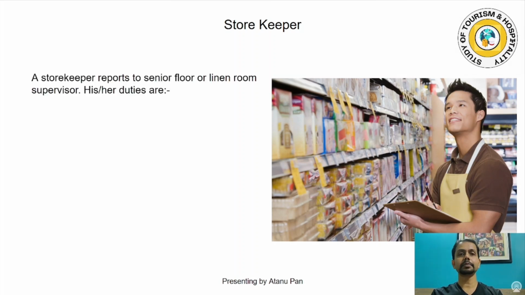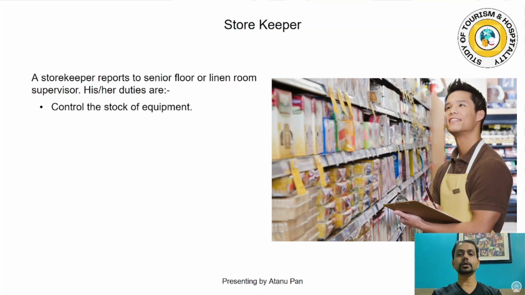Next is the storekeeper. Now, storekeeper does not mean the main store I am talking about. There is a small store inside the housekeeping department where the housekeeping things are stored, like the new linens, the unused chemicals, the new equipment, all these things which have not been used. So it is kept in the store.